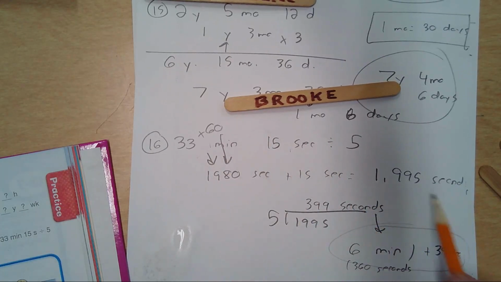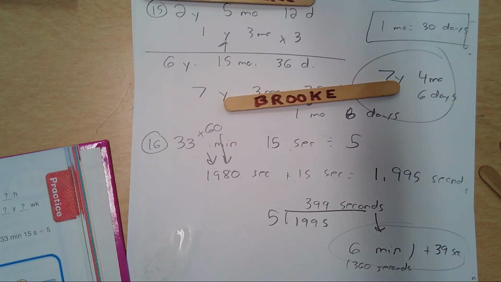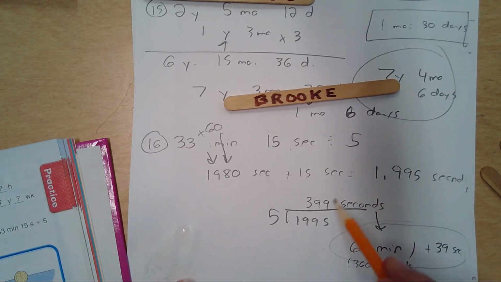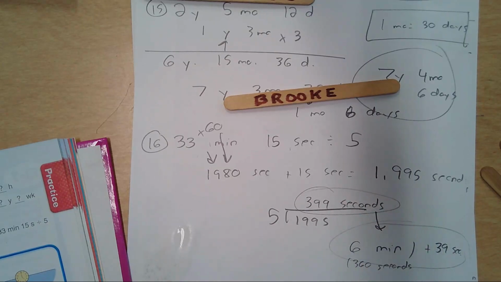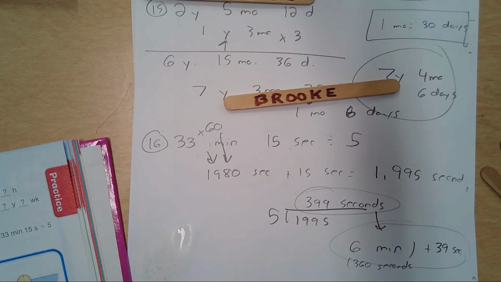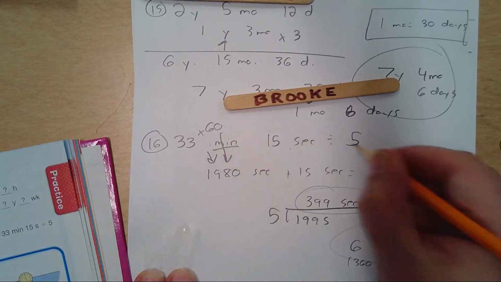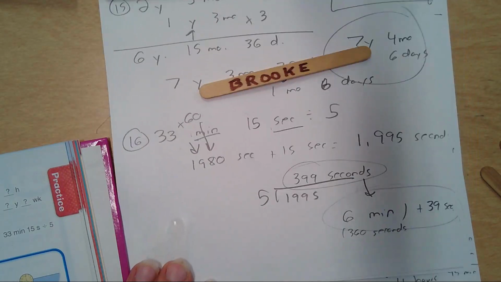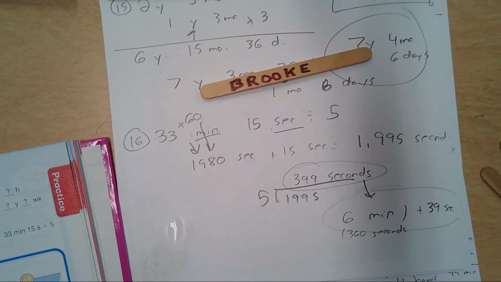Grand total, 1,995. Now that I got it all in 1 unit of measure, in this case seconds, now I can divide. My answer will come back in that same unit of measure, 399 seconds, and then go through and simplify that. We want our answer in minutes and seconds. 6 minutes, 360 seconds, plus the 39 left over, your remainder. That's what you got there.